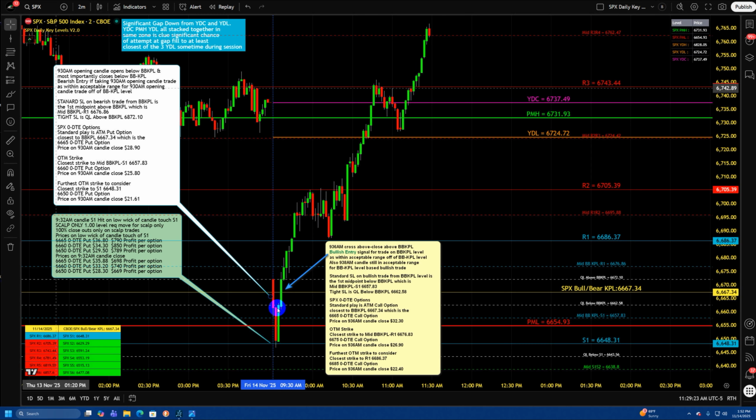Okay, so on the very next candle, as you can see here, it not only sliced through the pre-market low, but it actually hit the one level target for a scalp here, wicked slightly through it, and closed slightly above it.